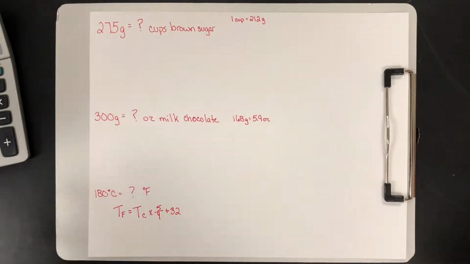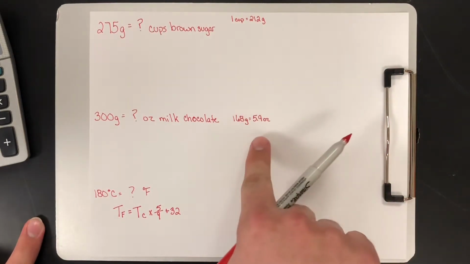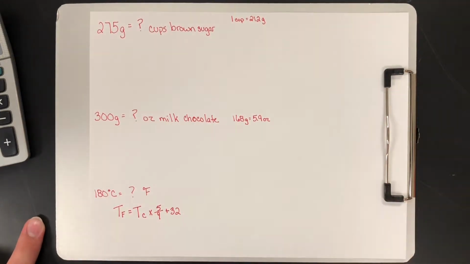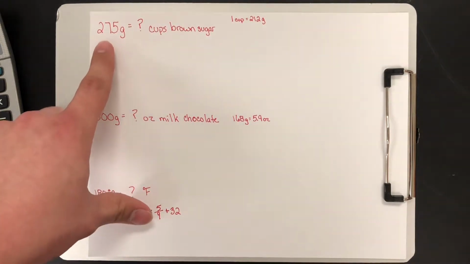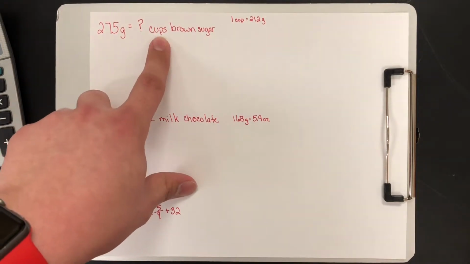Okay, so I picked out a few problems that I was going to work out to show you how I got the answers for this lab. I've also written out the statements of equality that I'm going to use when I work the problem. So the first one I'm going to do is convert 275 grams to how many cups of brown sugar.